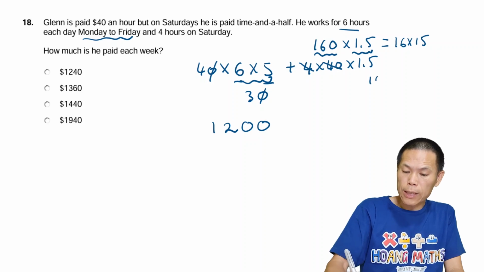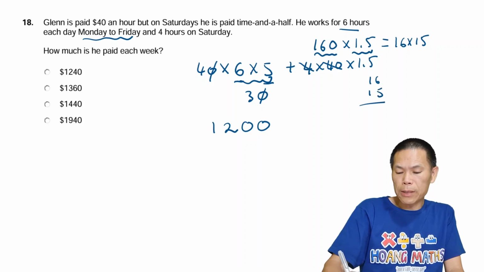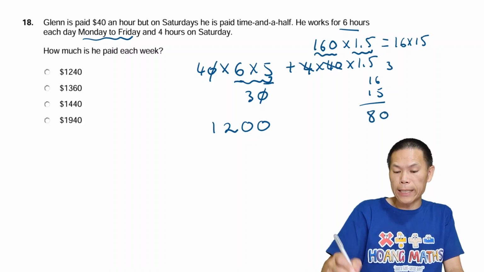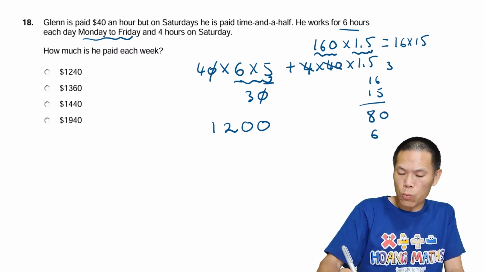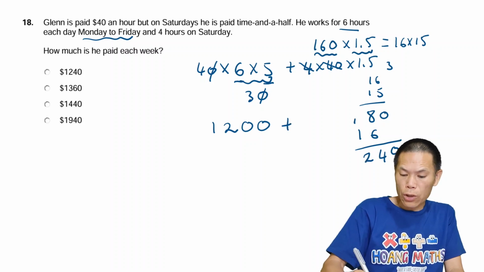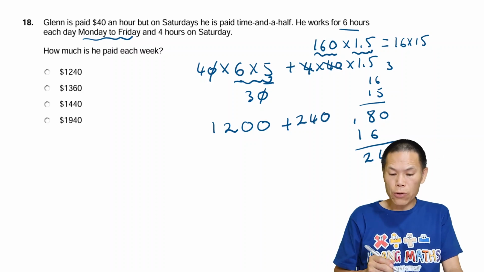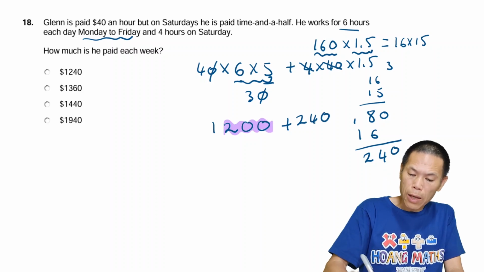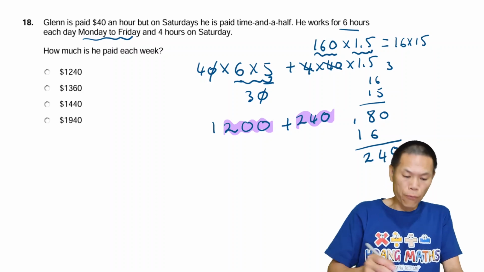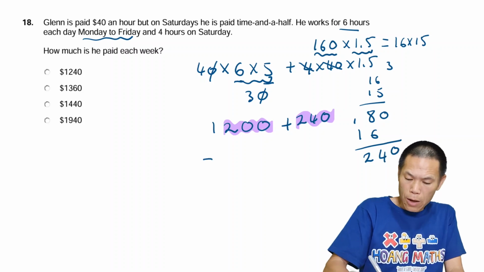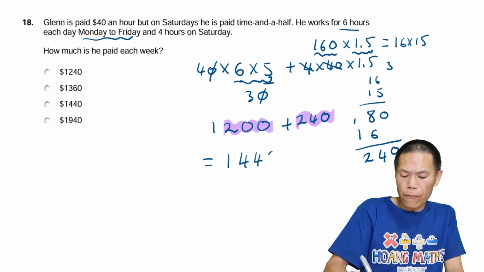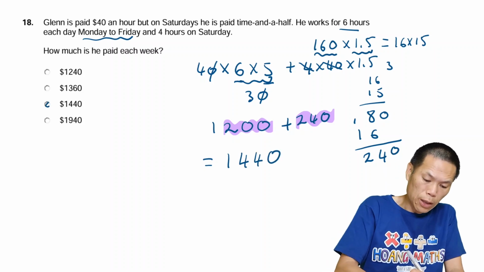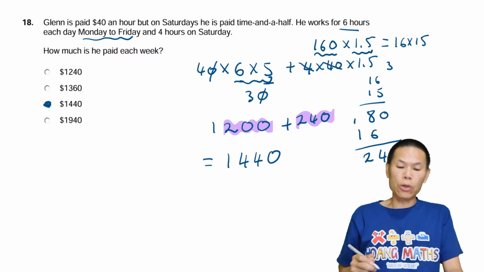So just right here, 16 times 15. 5 times 6 is 30. Carry 3. 5 times 1 is 5. Add 3 is 8. And 1 times 6 is 6. 1 times 1 is 1. 0. 8 plus 6 is 14. Carry 1, so 2. So we add 240. So there you go. So we have 200 plus 240, 440. So in other words, $1,440. So the answer should be this one here. So keep that in mind.